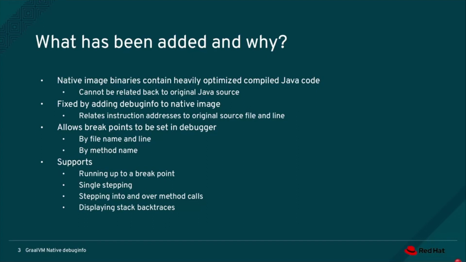There's a Windows version being worked on, but it's not available just yet. So that means that we've got a fairly good basic debugging capability now for native images. You can do the obvious thing, which is set a breakpoint and stop at a particular point in a file at a given line, or stop when you enter a particular Java method that you've described by name. And you can run up to that point, and when the debugger reaches that point, it'll stop.